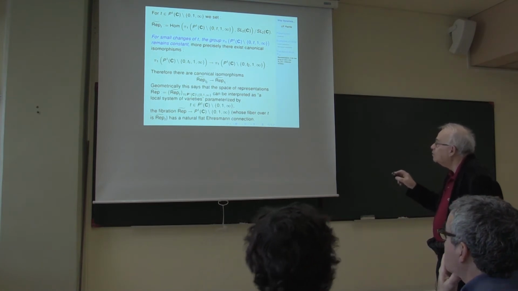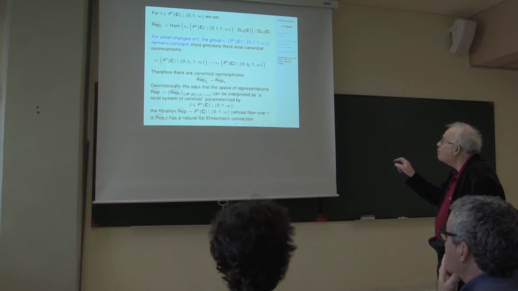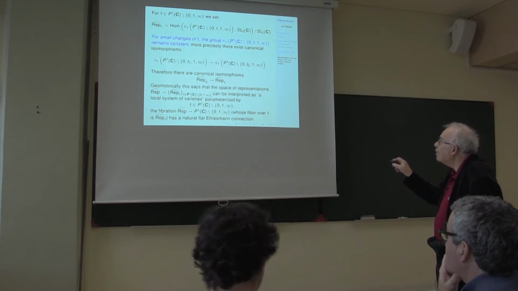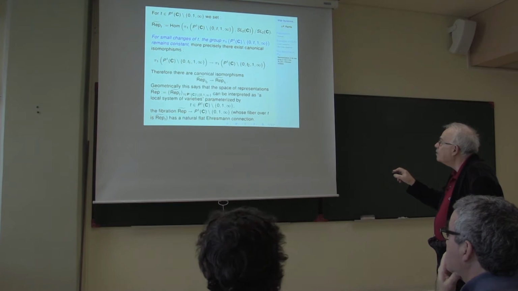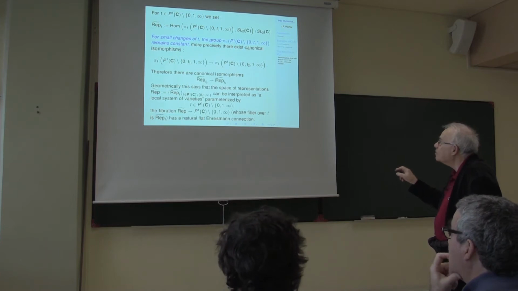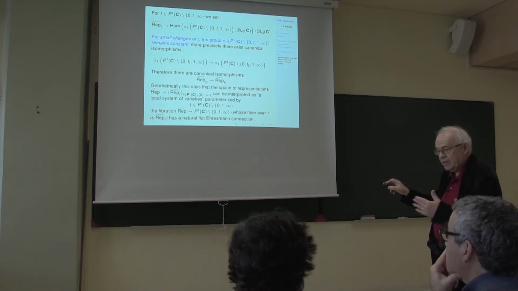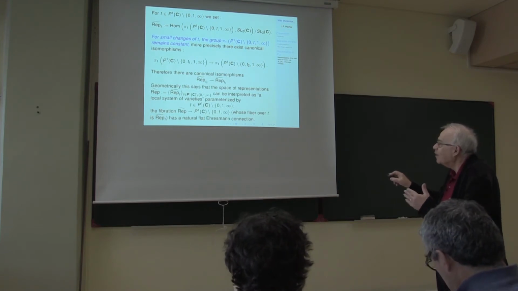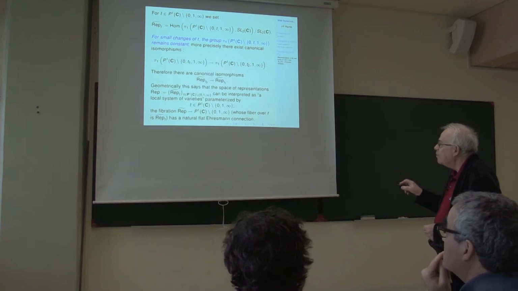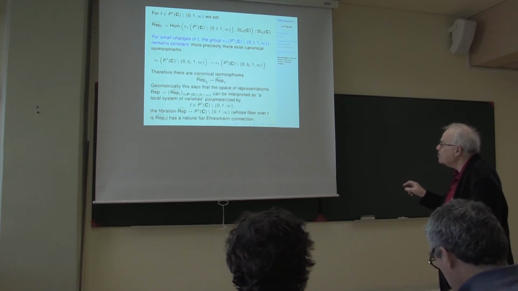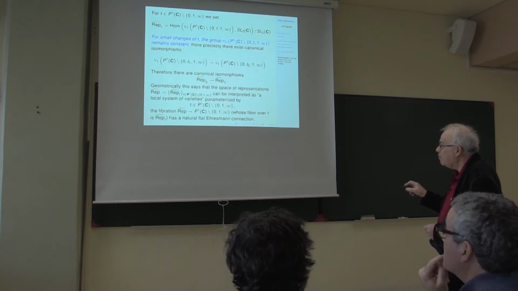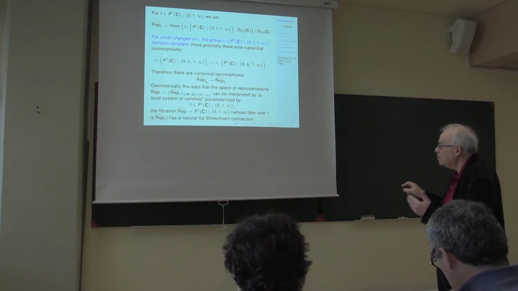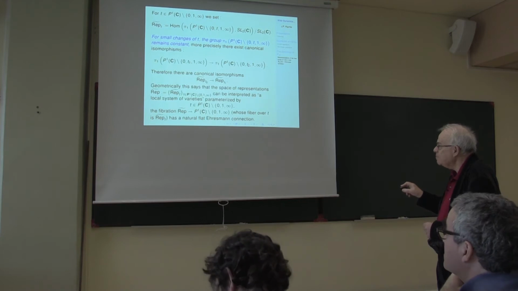And then if you move a little bit, you know you have 4 punctures. I move a little bit this one, this T. So I have, for instance, 2 values of T, T1 and T2, and you have a canonical isomorphism in some sense. You can move, and the representation can be considered as locally constant. And geometrically, this says that the space of representations can be interpreted as a local system of cubic varieties, cubic surfaces, parameterized by T.